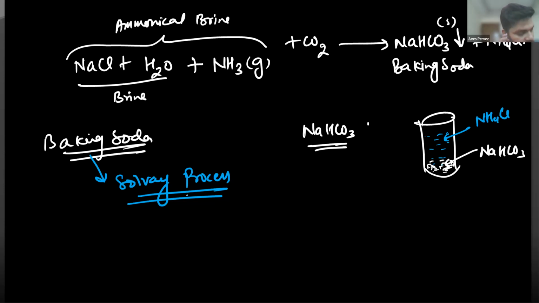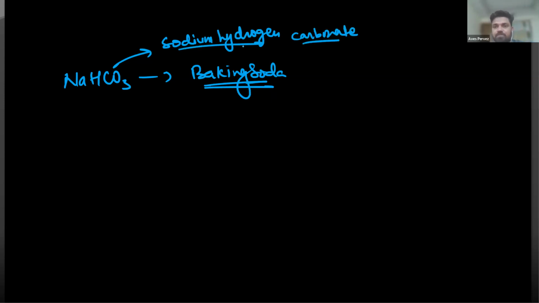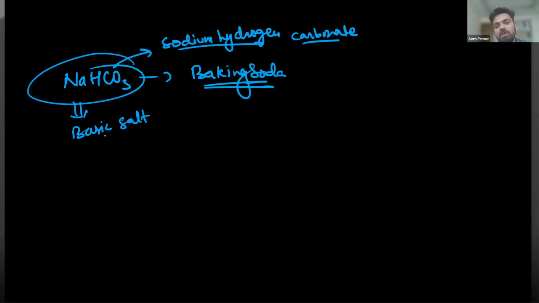Understood? Yes. Now you need to keep in mind that NaHCO3 is called baking soda. It is the common name, but the chemical name is sodium hydrogen carbonate. If I ask you a simple thing, what is the nature of this salt, is it an acidic salt, a basic salt or a neutral salt? Sodium hydrogen carbonate is a basic salt. Basic salt means it has a bitter taste.